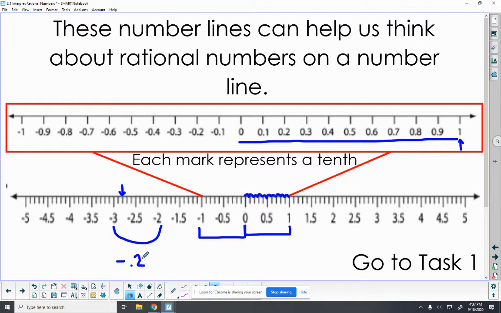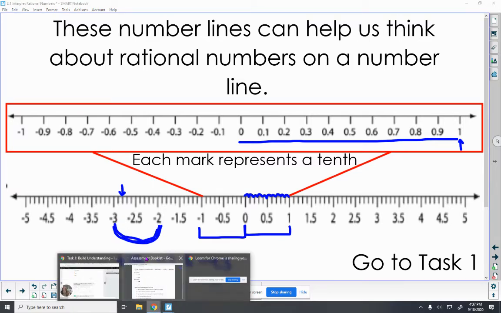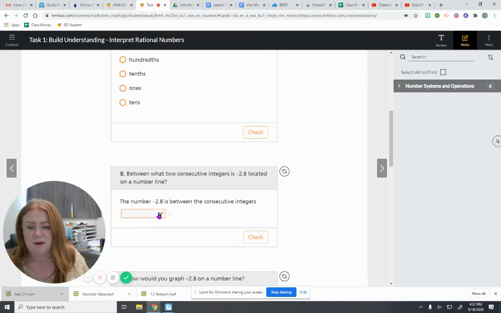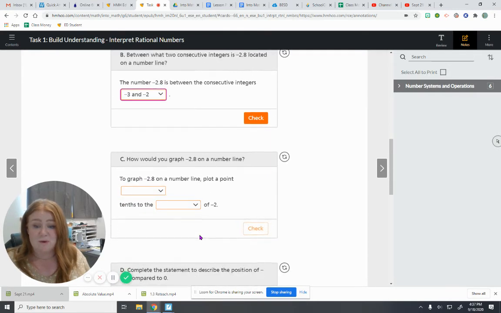And I can do that without the number line as well. Whoops, I did not mean to put that there. Let me rewrite that. Negative 2.8. I know it has to be between 2, and then the next biggest number is 3. It's actually smaller. So between negative 2 and negative 3. So I've got to get that negative on there, negative 2 and negative 3.